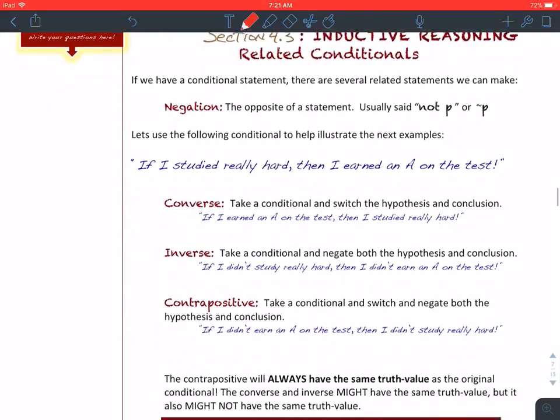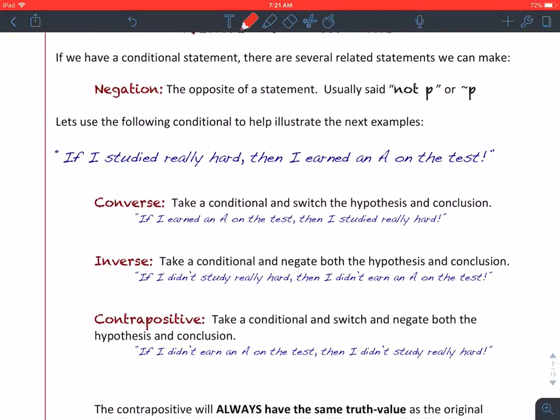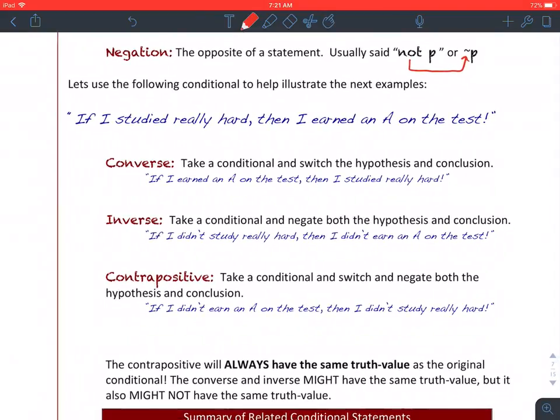All right, almost finished. If we have a conditional statement, there are several related statements we can make. Negation, the opposite of the statement, usually said not P. This symbol means not. Let us use the following conditional to help illustrate the next examples. If I studied really hard, then I earned an A on the test. We can sum up this entire hypothesis with a P. That implies the entire conclusion of a Q. P implies Q.